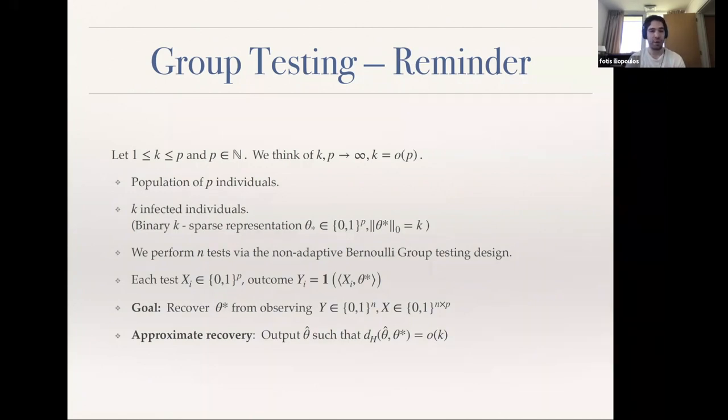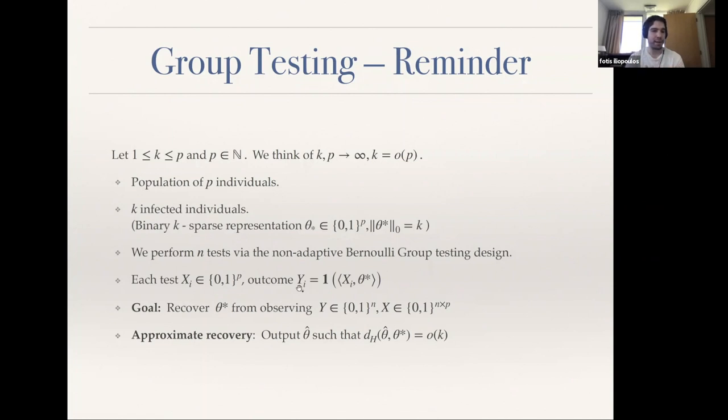So basically the vector that has exactly K non-zero entries, each one corresponding to one of the infected individuals. What we do is we perform N tests via the non-adaptive Bernoulli group test design. And we see each test as follows. The individuals that participate in the test, we think of them as a vector xi that has P entries, and the outcome of the result is basically the dot product between xi and theta star. So if there is overlap between xi and theta star, which is the vector of infected individuals, the outcome will be one.